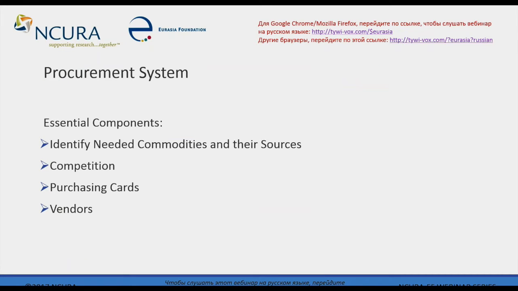The second financial monitoring system is the procurement system. Essential components of this identify the needed commodities and their sources, provide competition to ensure that items are purchased at a reasonable cost, purchasing cards, which are used as credit cards for convenient and timely purchases for select items, and a database of vendors who are qualified to deliver the needed goods and services at your institution.